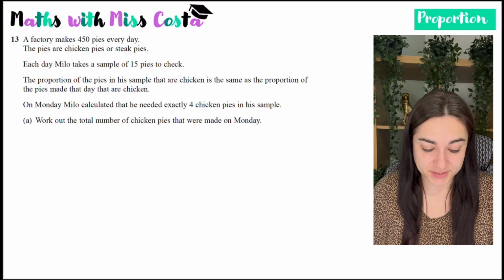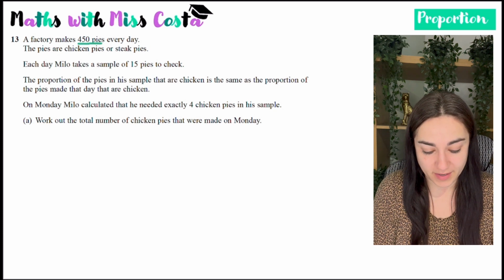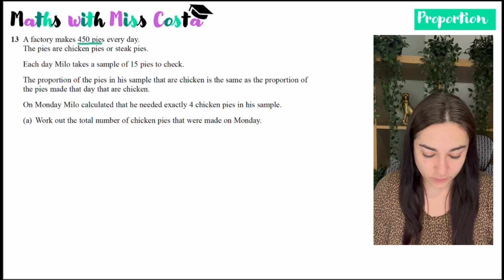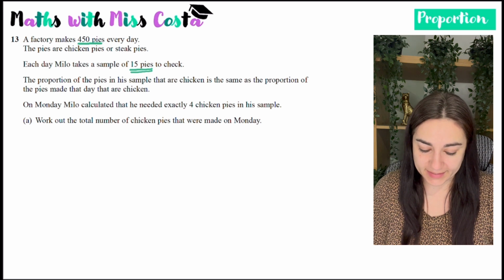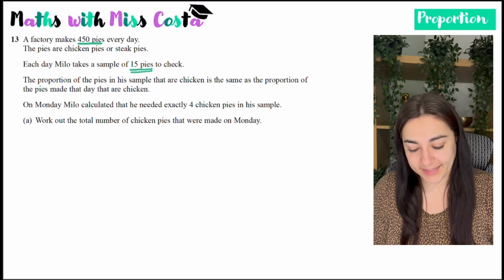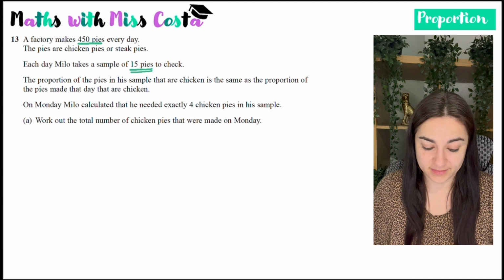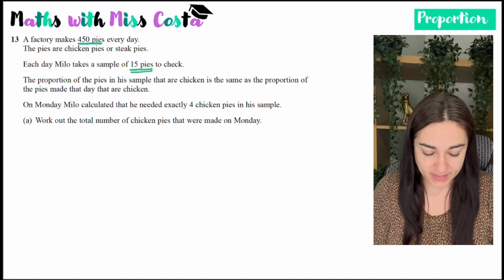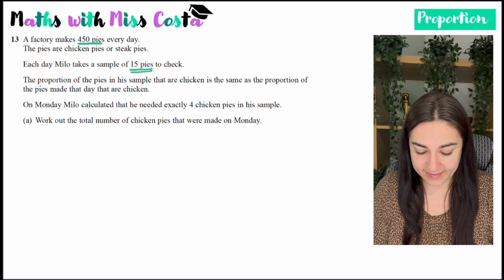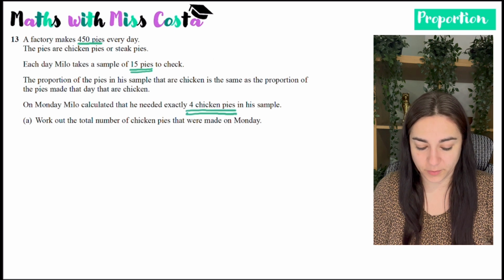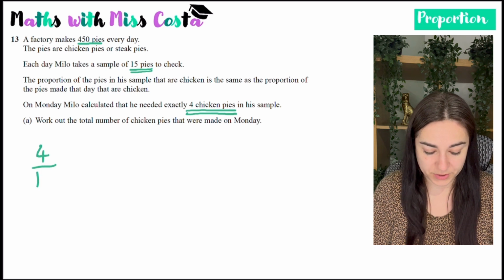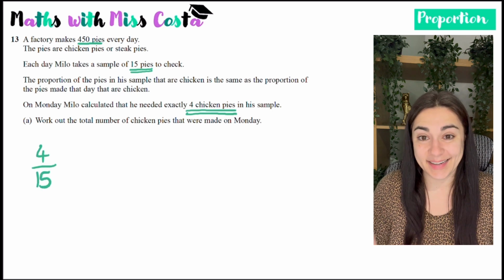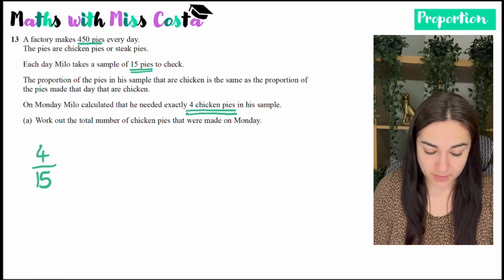Okay, so in this question, I'm told that a factory makes 450 pies every day and that they're either going to be chicken or steak pies. And each day, Milo takes a sample of 15 pies to check. And the proportion of the pies in his sample that are chicken is the same as the proportion of the pies made that day that are chicken. So on Monday, Milo calculated that he needed exactly 4 chicken pies in his sample. So out of his whole sample, which is 15, 4 of them were chicken pies. And that is the same proportion as the total amount of chicken pies made.